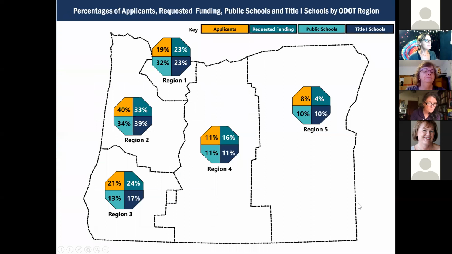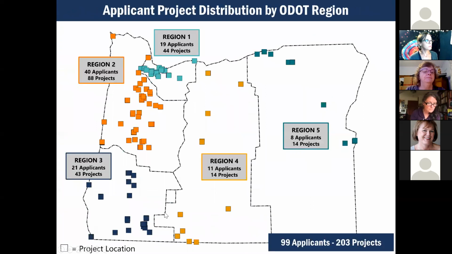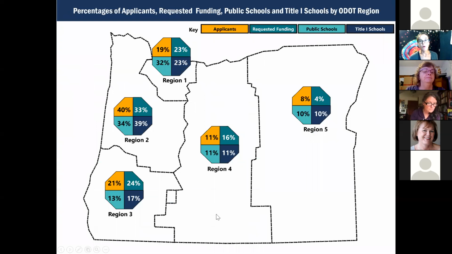I really like this because it shows you the percentage of applications in the yellow, the percentage of requested funding from that region, the percentage of public schools in that region, and the percentage of Title I schools in that region. And remember that Title I schools are our low income schools where 40% or more students are eligible for free and reduced lunch.